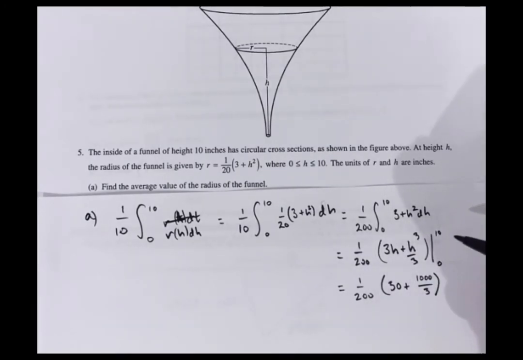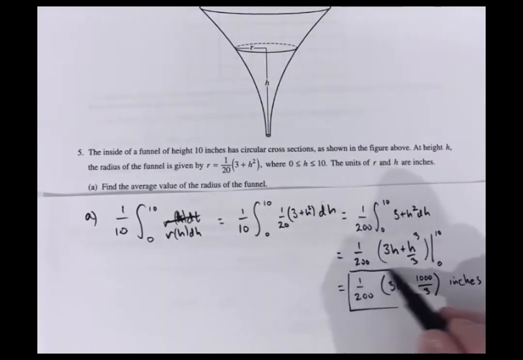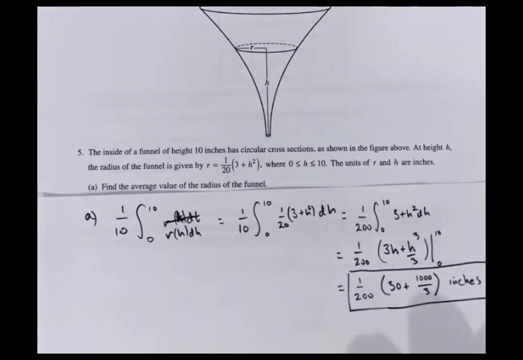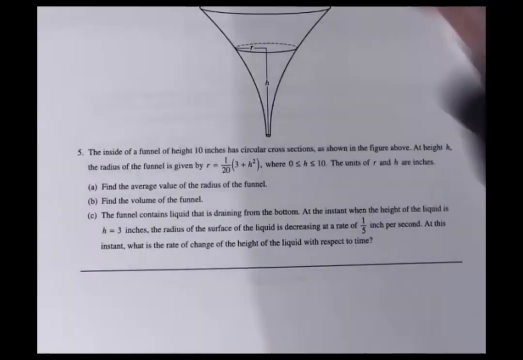Remember that these are inches, so since this is an average value, our units here will be inches, and that is the answer to the average radius of the funnel. Excellent. Okay, moving on to part B.